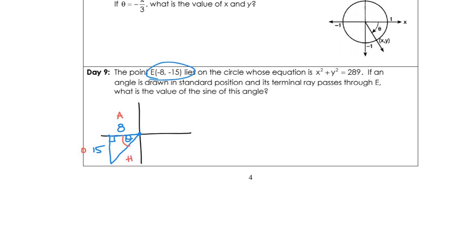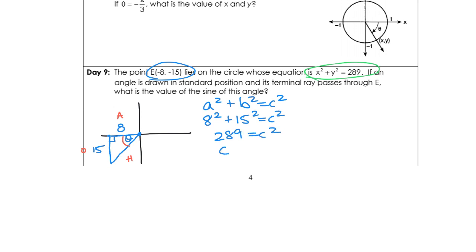However, we know that we can find it using the Pythagorean theorem. Although if you know a little something about the circle, we actually already know the hypotenuse, but we'll let you find it if you don't know what it is. So we'll do a squared plus b squared equals c squared. 8 squared plus 15 squared equals c squared. 8 squared is 64 plus 15 squared is 225, and when you add them together, you get 289. And you guys can see how I already knew that the answer was 17.